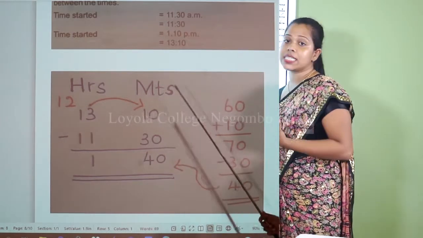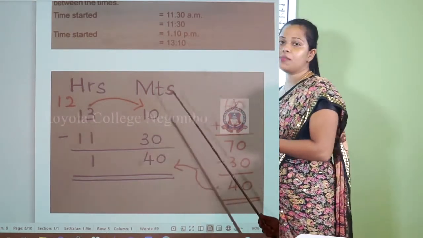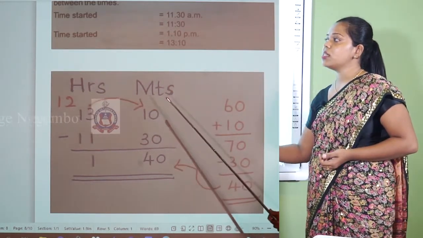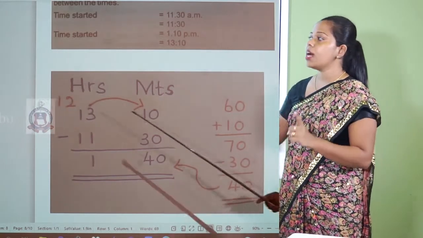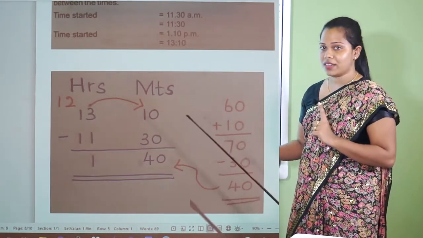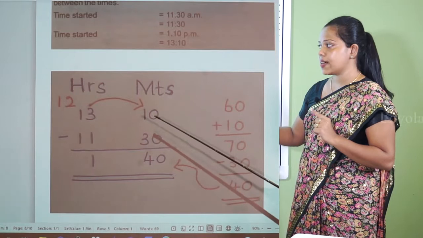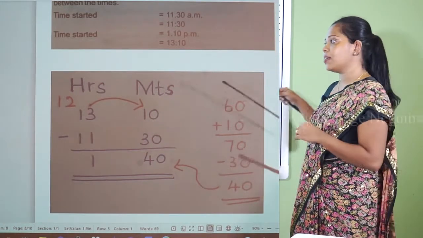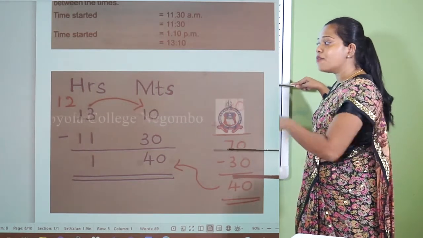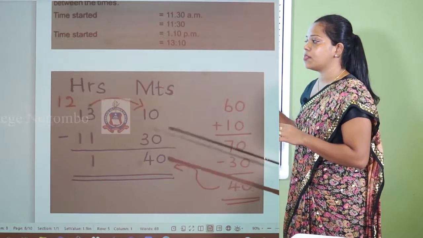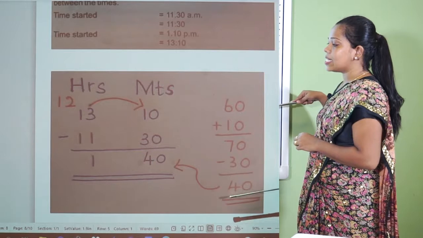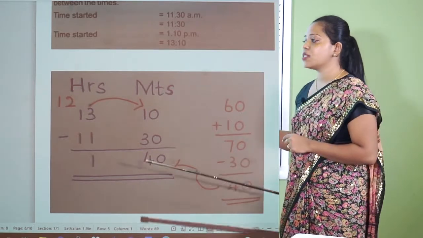Now, the same issue is coming here. But we need not get scared of this. You can't subtract 30 from 10. What you must do is borrow 1 hour to the minute side. When 1 hour comes to the minute side, how many minutes? It's 60 minutes. We are adding that 60 minutes to this 10 minutes given here. So 60 plus 10, it's 70. From this 70 we are subtracting this 30. 70 minus 30 is 40. So the answer is 40 minutes.